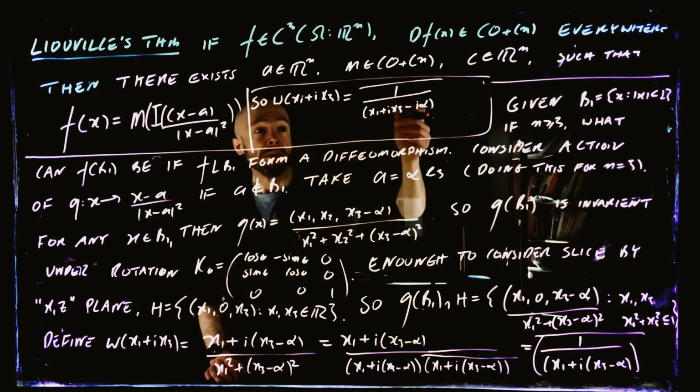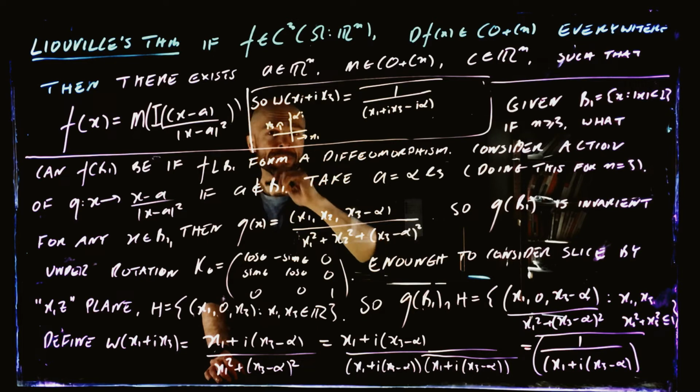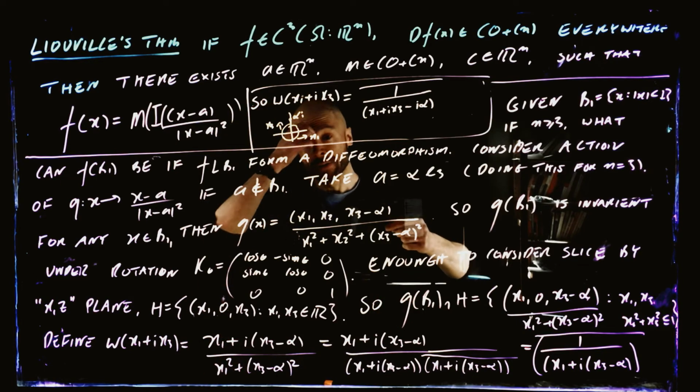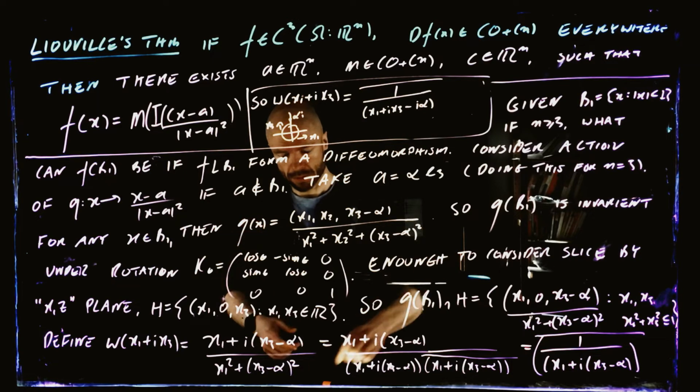So this is the complex plane. This is our x1 and this is our x3, and we have alpha up here, taking alpha to be positive. So this is alpha I up here. If alpha is bigger than 1, then we are outside of the unit ball in the complex plane. So the image of the solid unit ball won't contain infinity, so it'll be a bounded thing.